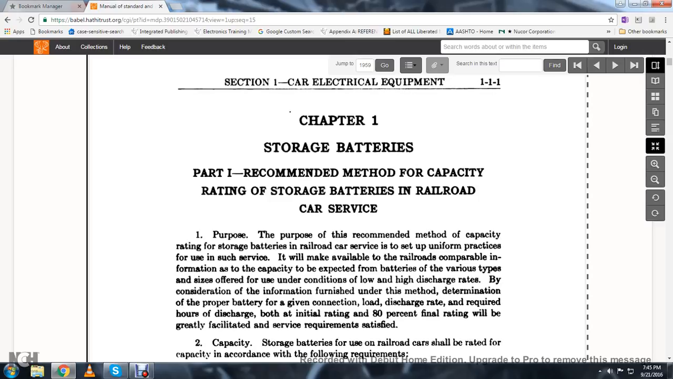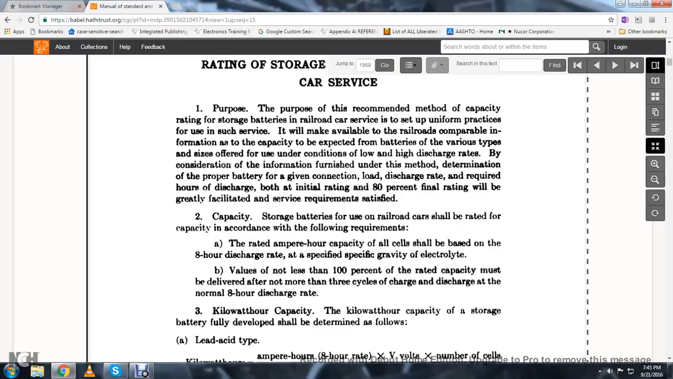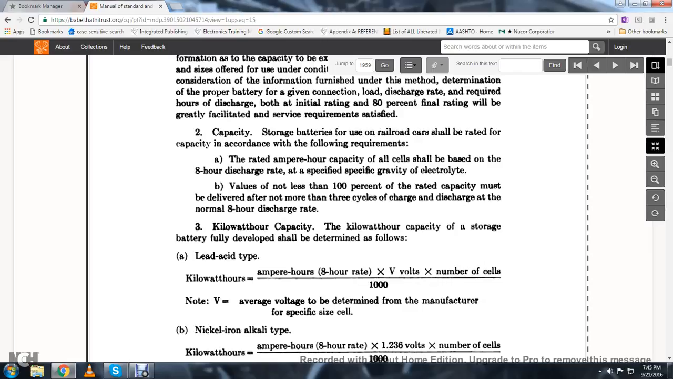By consideration of the information furnished under this method, determination of the proper battery for a given connected load and discharge rate, required hours of discharge, both initial rating and 80% of final rating, will be generally facilitated and service requirements satisfied. Alright, storage batteries used with railroad cars can be rated for capacity in accordance with the following requirements. A. The rated ampere capacity of all the cells should be based on the 8-hour discharge as specified, at the specified gravity of electrolyte. Values not less than 10% of the rated capacity must be delivered after not more than 3 cycles of charge and discharge at the normal 8-hour discharge.